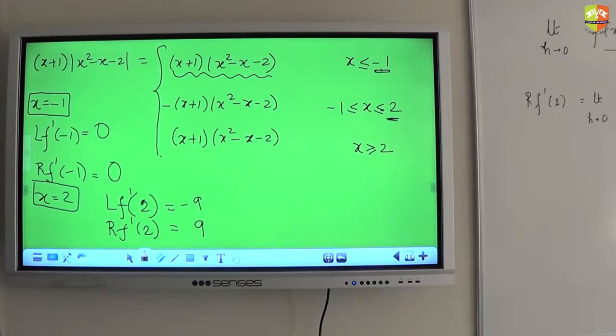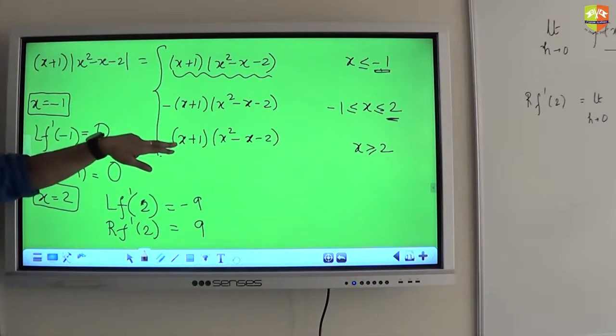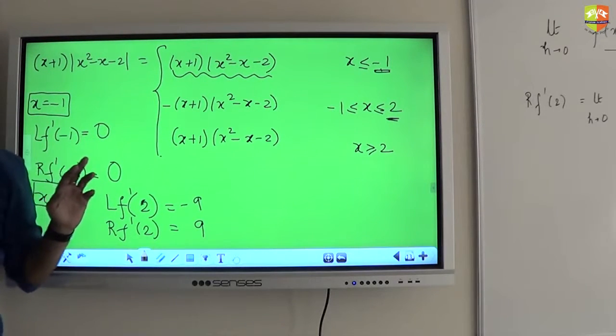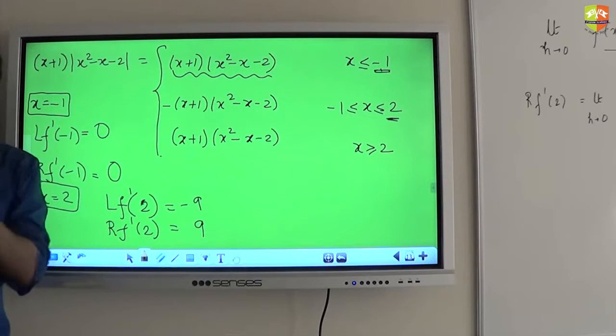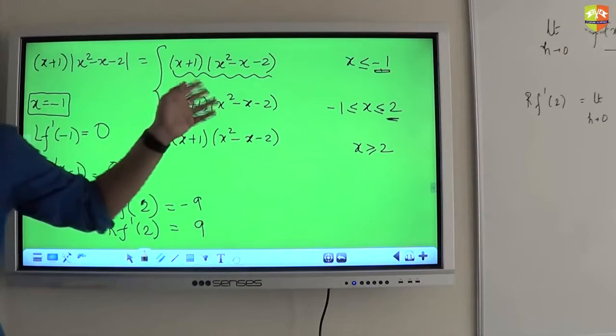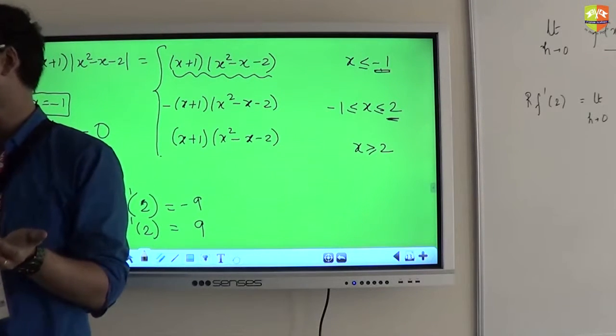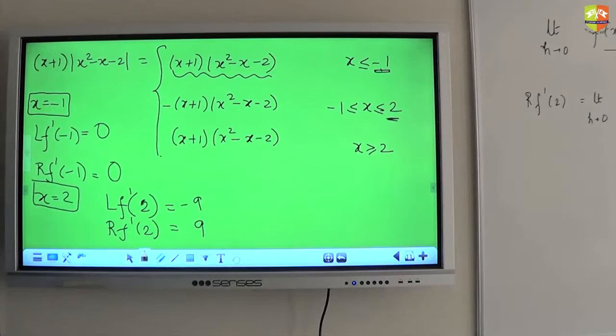Differentiate this, put 2, you'll get left hand derivative at 2. Differentiate this, put 2, you get right hand derivative at 2. Now please do not use first principles here. It will become huge because of the powers involved. It works good for smaller functions which you normally would get in your school exam. But in competitive exams, do not use first principles at all.